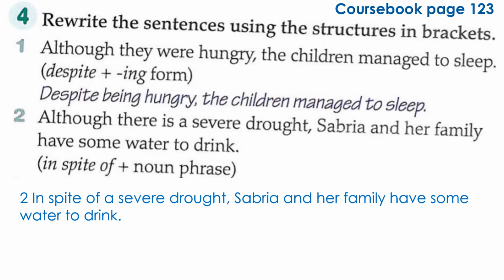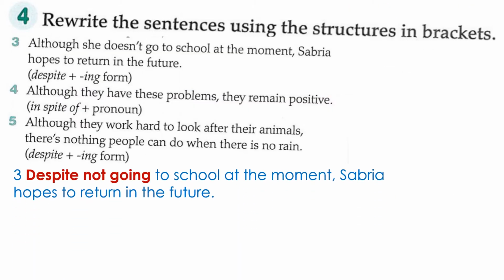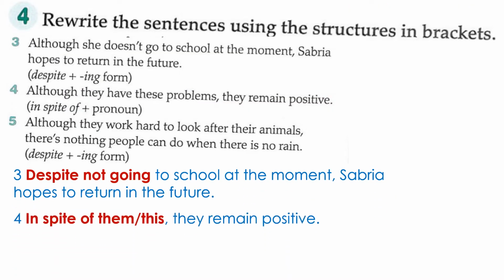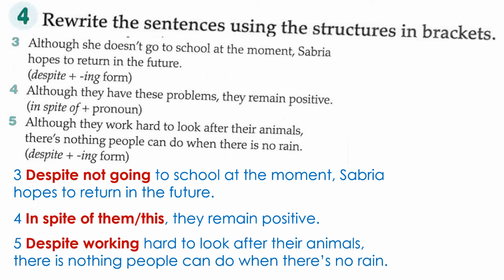Number 2, although there is a severe drought: in spite of a severe drought, so we're told to use in spite of, and then you complete the remaining part of the sentence. Number 3, although she doesn't go to school at the moment, so use despite, and then we need negative: despite not, and then we need to use go and put it in ing form. Despite not going to school, Sabriya hopes to return in the future.